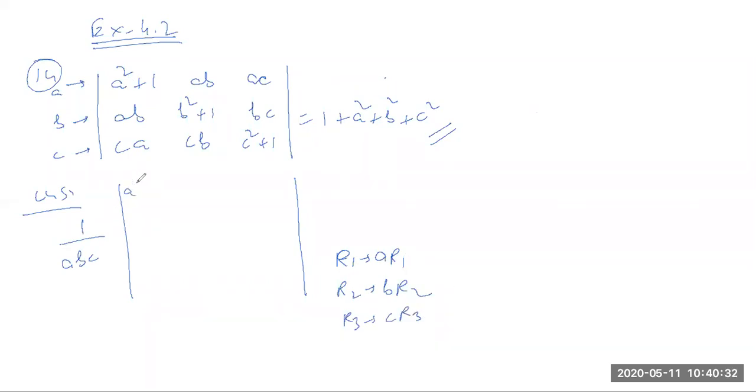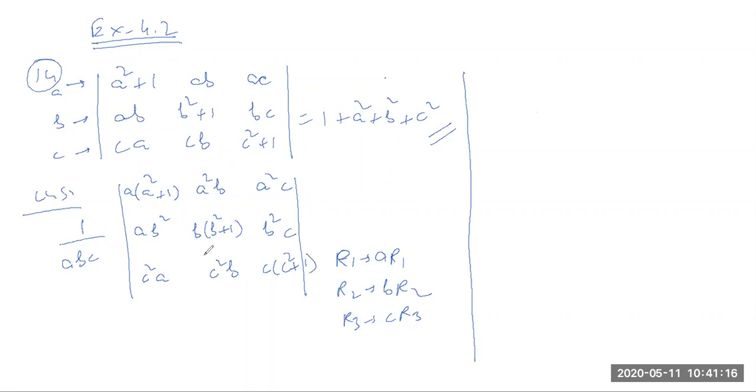So here we'll get A, and in bracket A square plus 1, it will be A square B and A square C. Similarly, it will be AB square, because in this you are multiplying by B. It will be B in bracket B square plus 1, and this will be B square C. Similarly, in R3 we are multiplying by C, so it will be C square A, C square B, and C into C square plus 1.